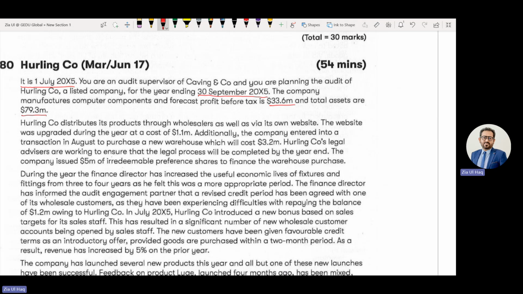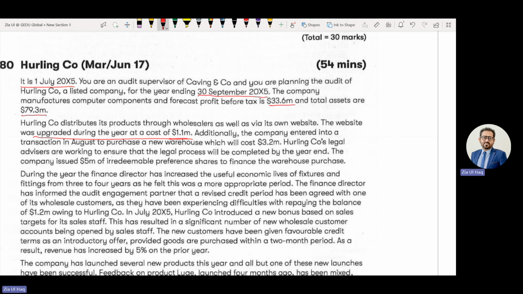If in a question, total profit, total assets, or total revenue figures are given, this means relating to any account balance, we need to provide materiality as well. Hurling Company distributes its product through wholesalers as well as via its own website. They sell products through other companies as well as through its website. The website was upgraded during the year at a cost of $1.1 million.